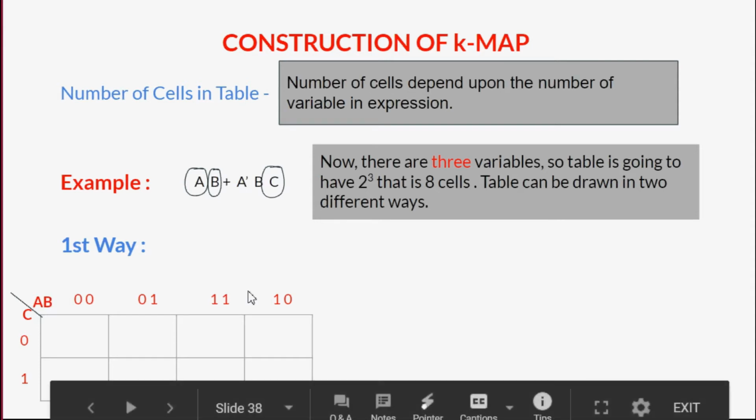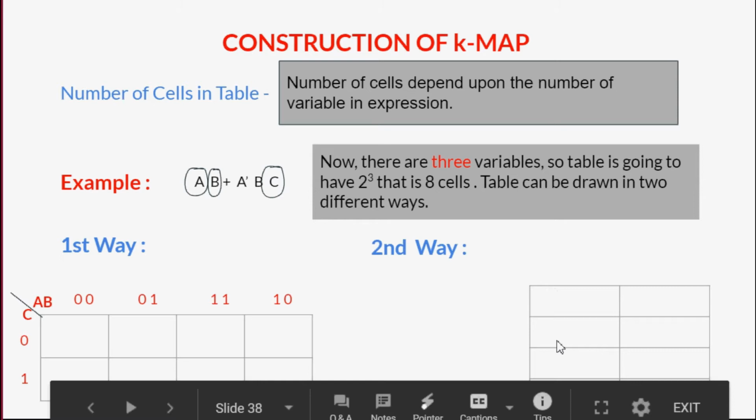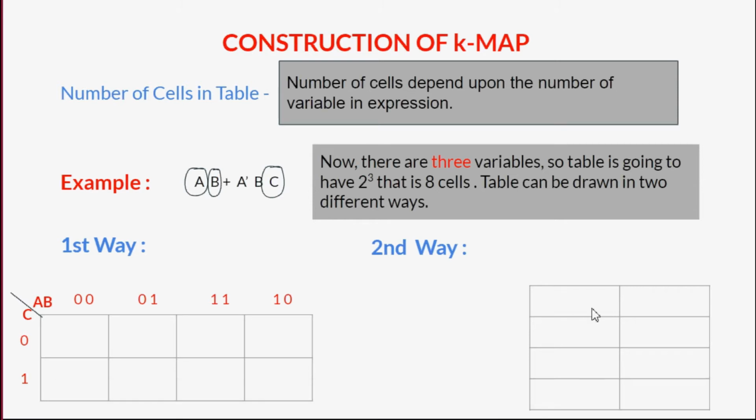Okay, so this is the first way. Now what is the second way? In the second way, I am going to take 4 rows and 2 columns. I am just going to rotate the first way.